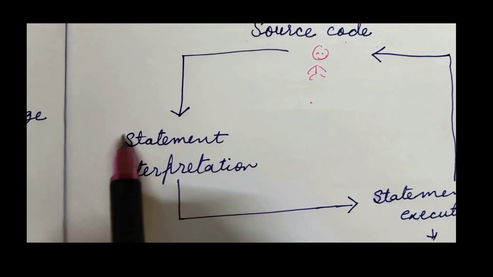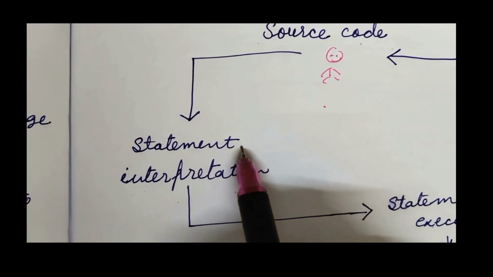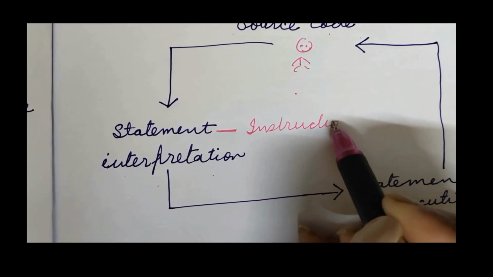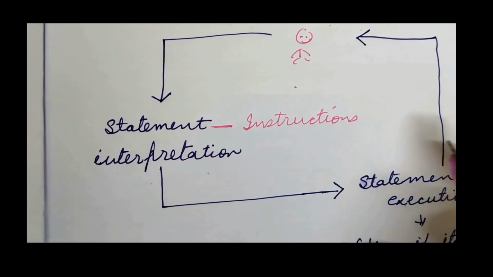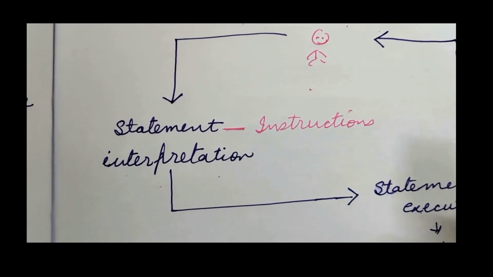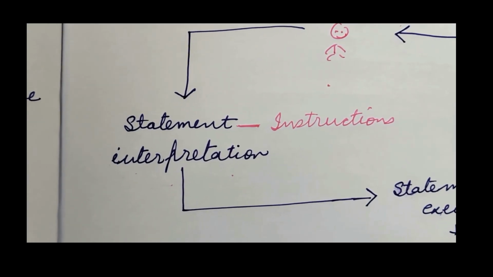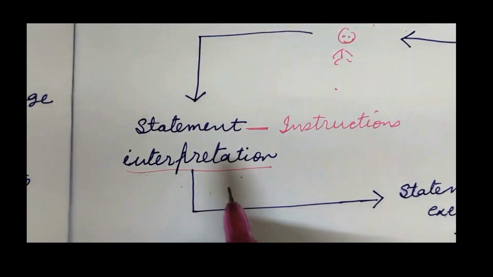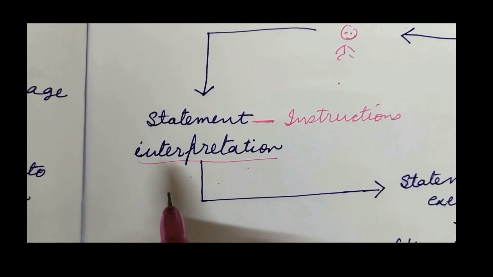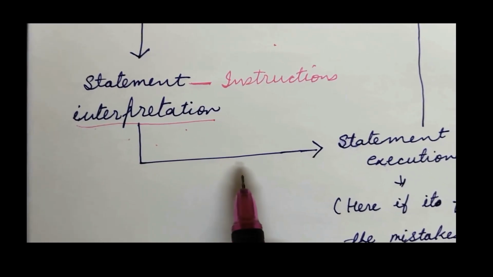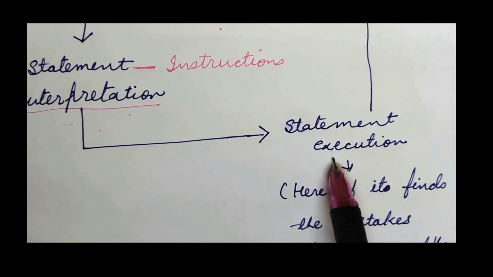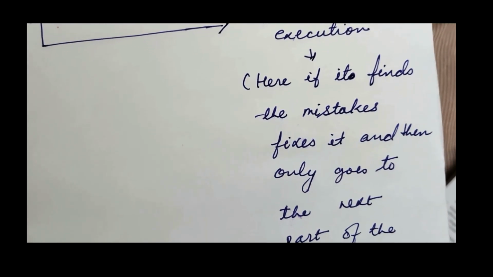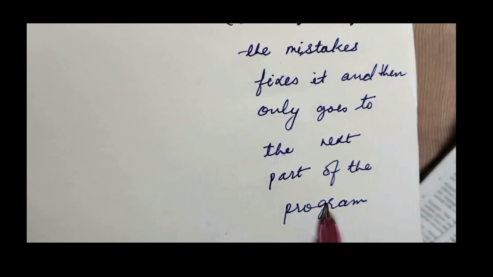Afterwards, the interpreter, a translator, comes. Statement means your instructions, in simple language. As in Scratch now, what are you calling them? Block commands, right? Commands, instructions. So what does the interpreter do? It interprets. It changes one line step by step. Then statement execution. If it finds a mistake, it fixes it and only then goes to the next part of the program.